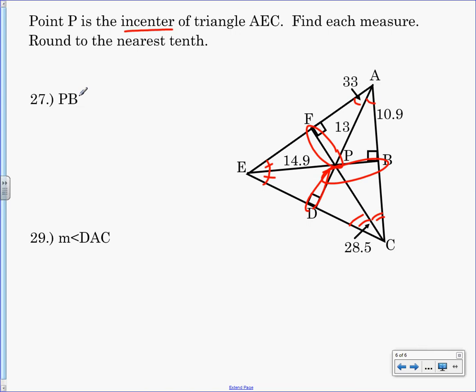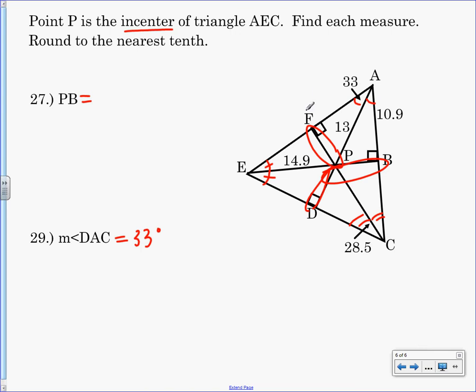So now we're going to find a couple of things. We're going to find line PB, and we're going to find measure of angle DAC. Let's go ahead and find DAC first because it's a little bit easier, right? So DAC is right here. So what is measure of angle DAC? 33. But if you didn't know that word incenter or what it meant, you probably wouldn't have known that. Does that make sense?